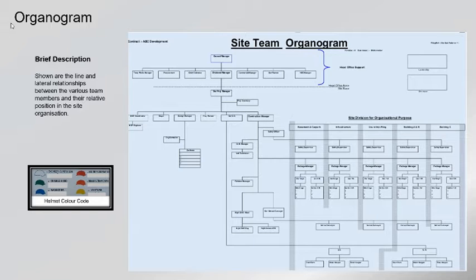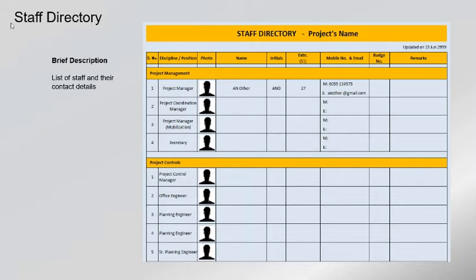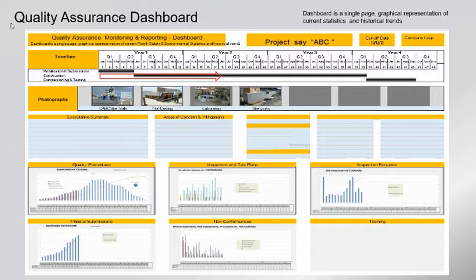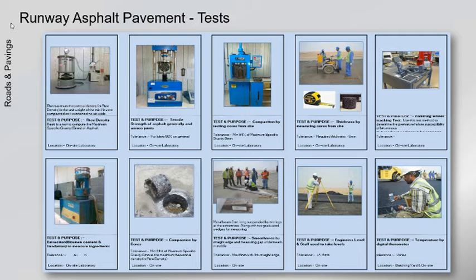Organogram. Shown are the line and lateral relationships between the various team members and their relative position in the site organization. Staff directory. Quality assurance. Dashboard for monitoring and reporting quality assurance issues. Tests, to ensure materials and workmanship are in compliance with the specification.